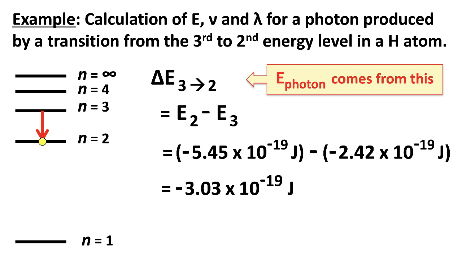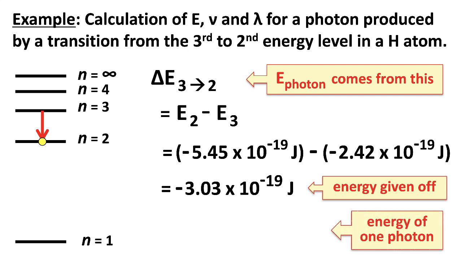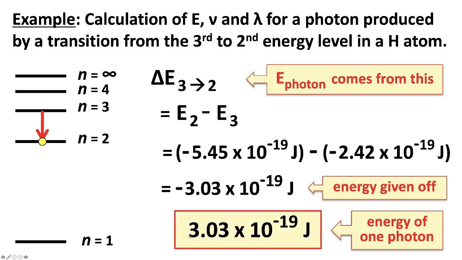And so we then note that energy is given off. It's given off in the form of a photon, so a photon is emitted. And then the photon has an energy of 3.03 times 10 to the minus 19th joules. No negative sign because the negative simply means energy was given off. Okay, so now we've determined the energy of the photon.